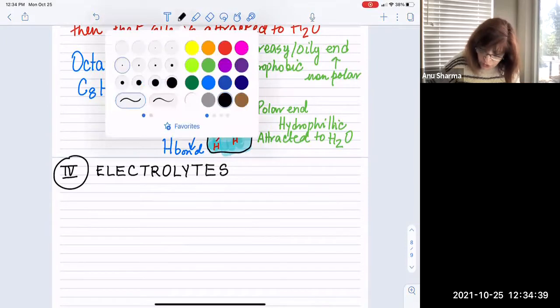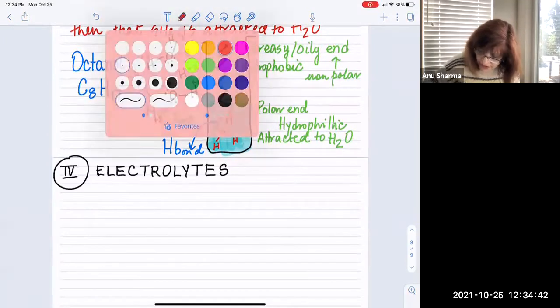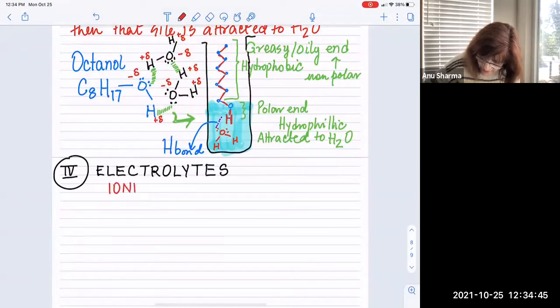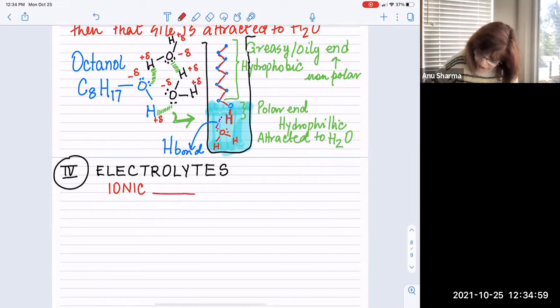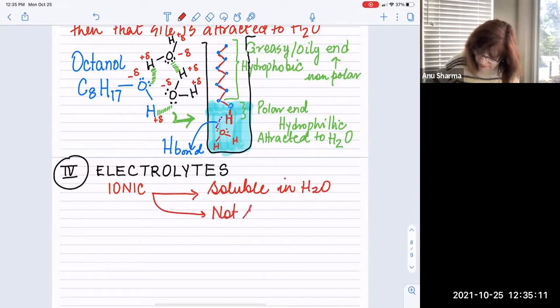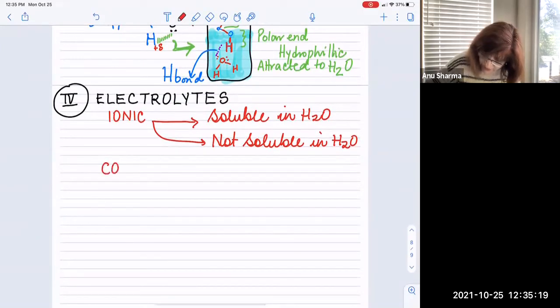Electrolytes are those ionic compounds. So this applies to ionic compounds, and non-ionic compounds, or sorry, non-electrolytes. So ionic and covalent compounds, we will look at that. Ionic compounds, the ones that are soluble in water, and the ones that are not soluble in water, and then we are going to look at the covalent compounds.